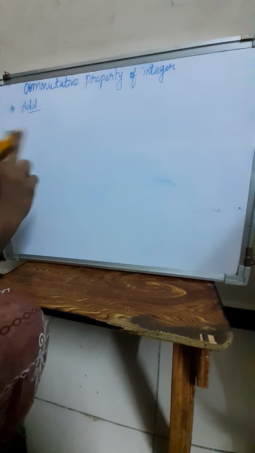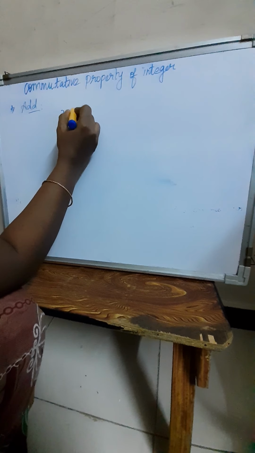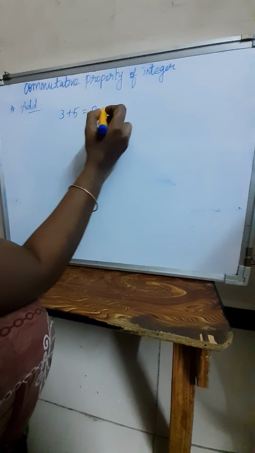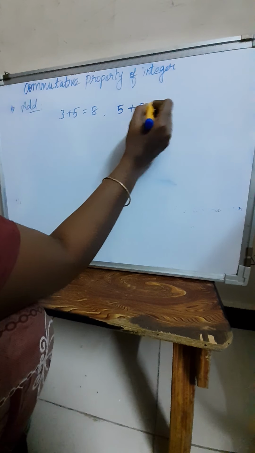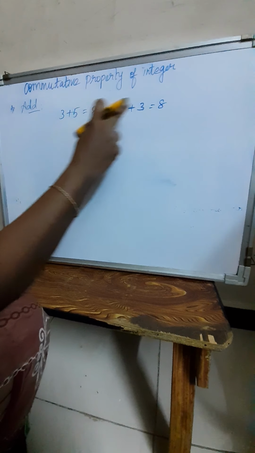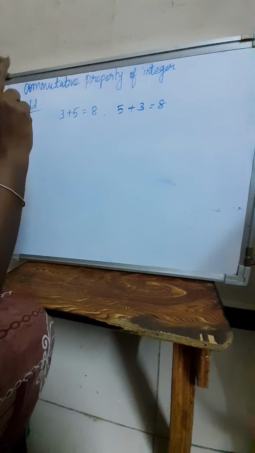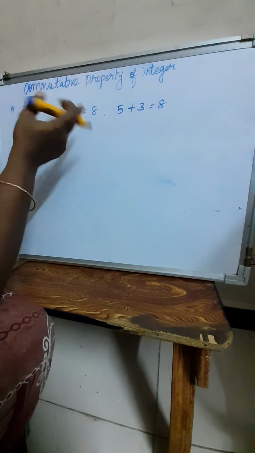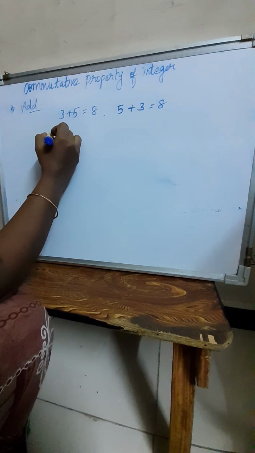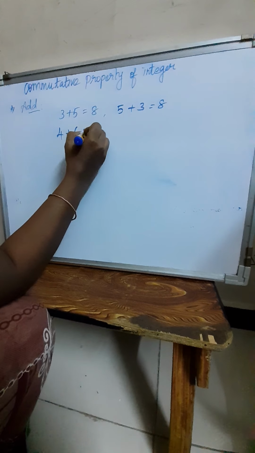If we add any two whole numbers, for example 3 plus 5, what will be the answer? 8. If we interchange and add, 5 plus 3, the answer is again 8 only. So if we add any two whole numbers, the answer is a whole number. Like that, if we add any two integers and interchange and add also, the answer must be an integer. For example, I am going to take 4 plus minus 3.